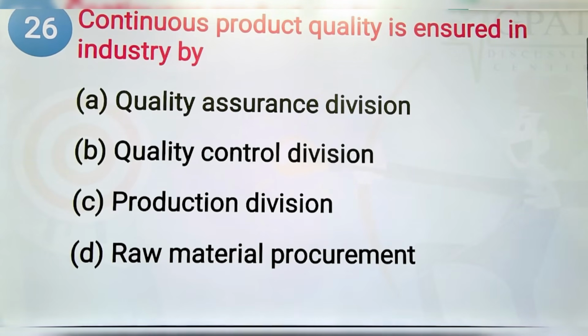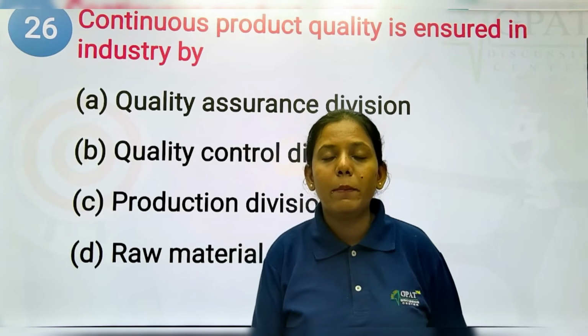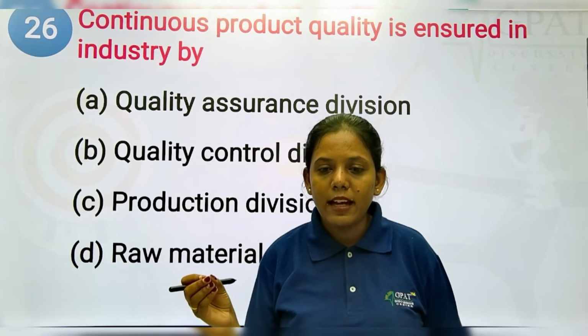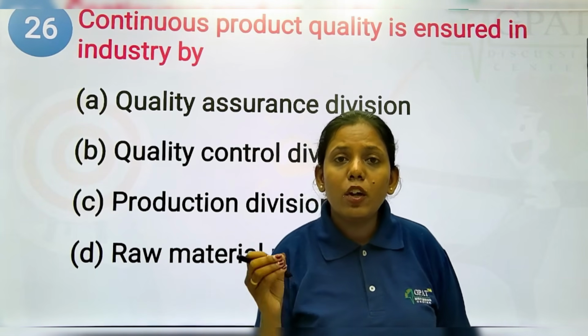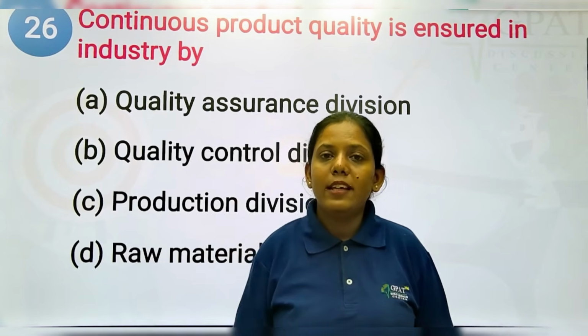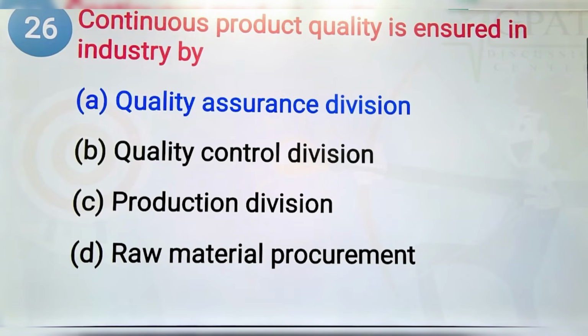Next is, continuous product quality is ensured in the industry by. So there is one department, that is the quality assurance department. They make sure that whatever product is there has that particular quality, whatever formulation you are preparing. This department is there to monitor all these things. That is the QA department.